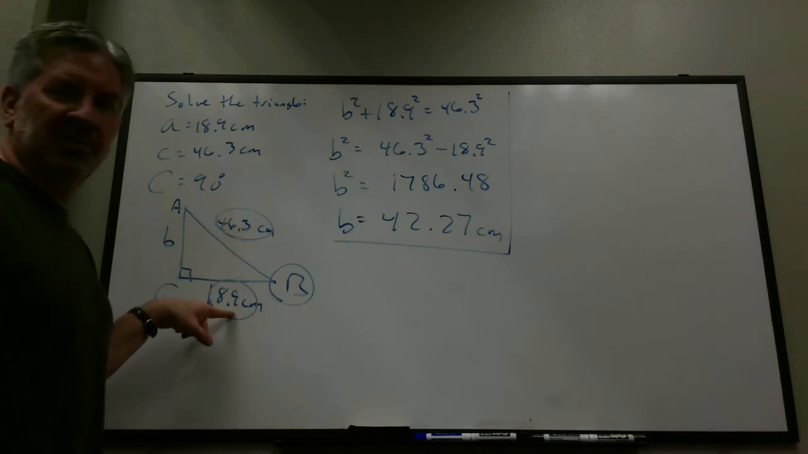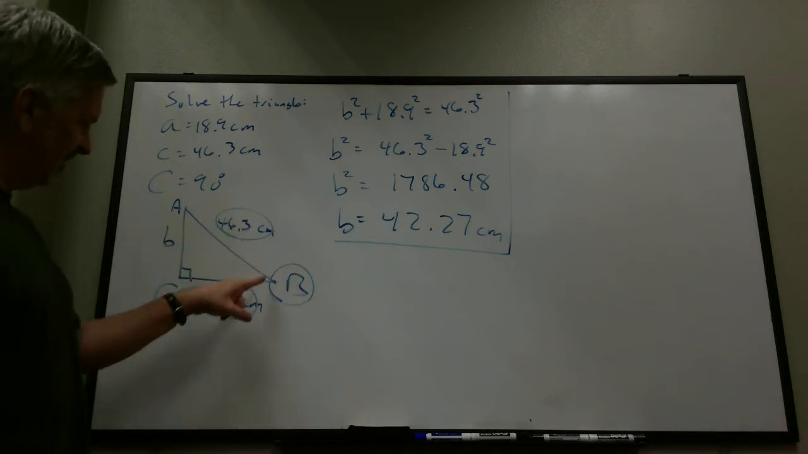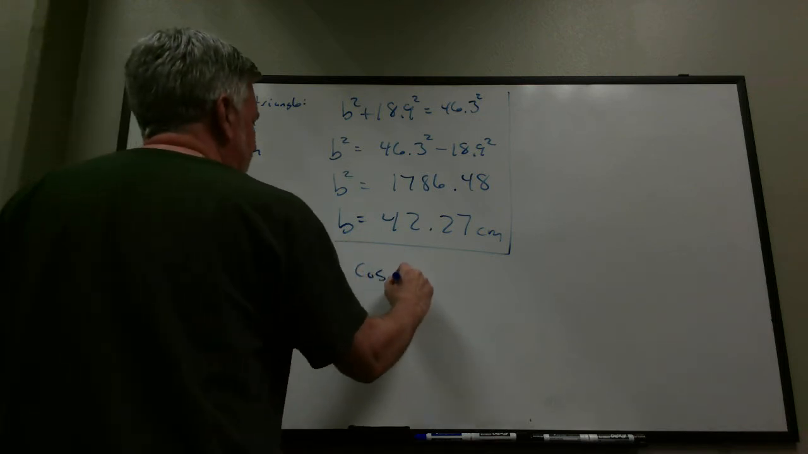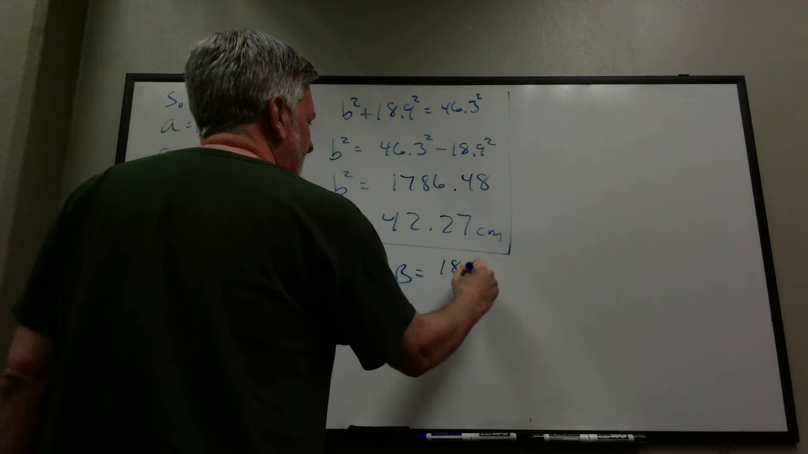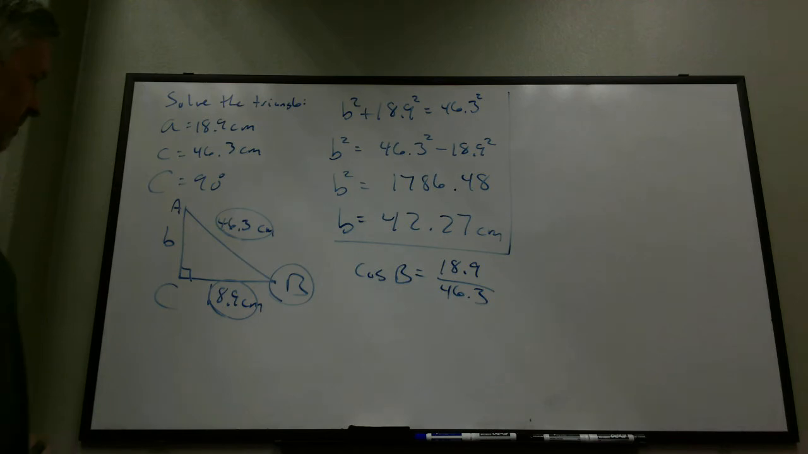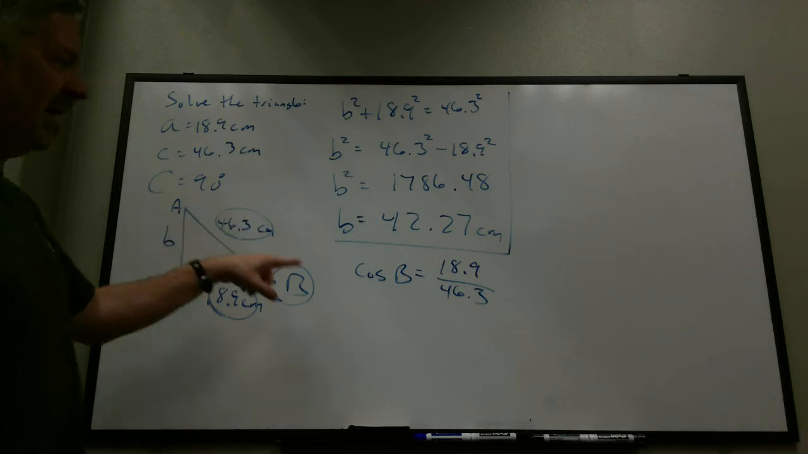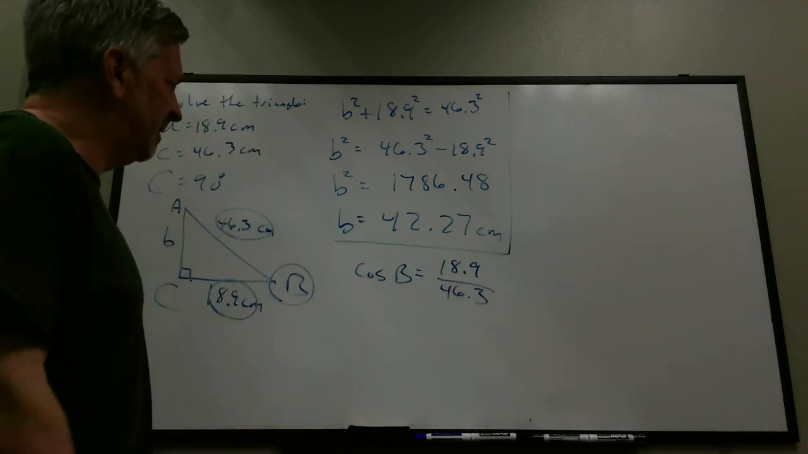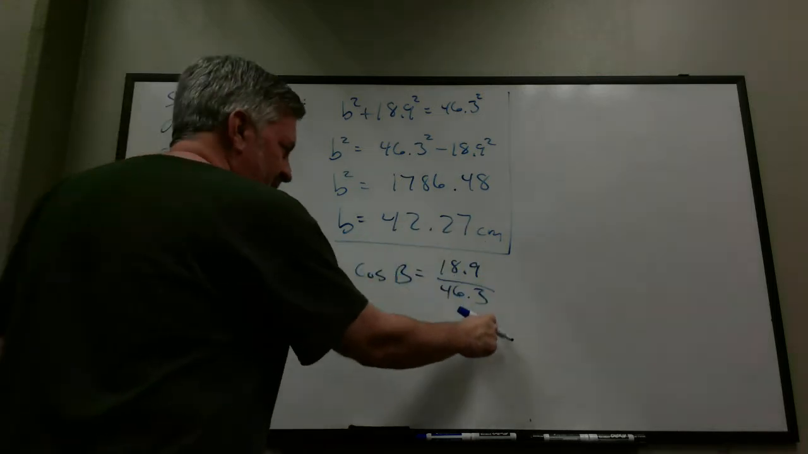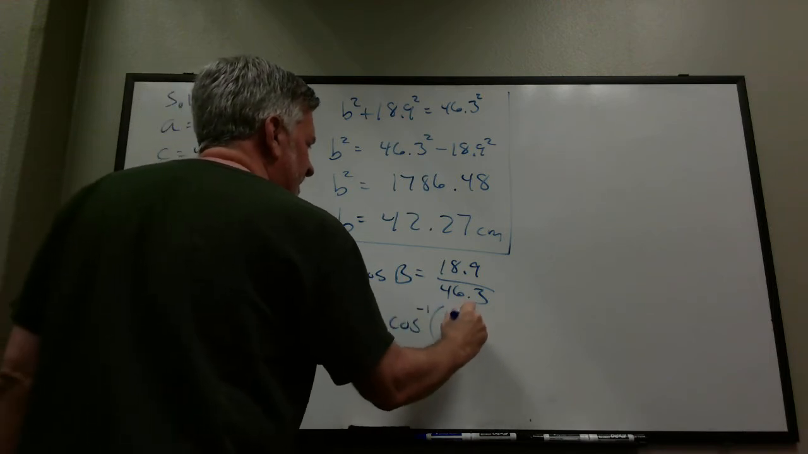Then what was the next procedure? Ask yourself what trig function relates this angle to those two sides. This is adjacent and hypotenuse, so that's cosine. So cosine of B is the adjacent side, 18.9, over the hypotenuse, 46.3. Cosine is adjacent over hypotenuse. Now, I'm not going to type that in. You could type it in and get some decimals, but how do you solve for B? Remember in the last section, cosine of an angle is a number. So the angle is cosine inverse of the number.